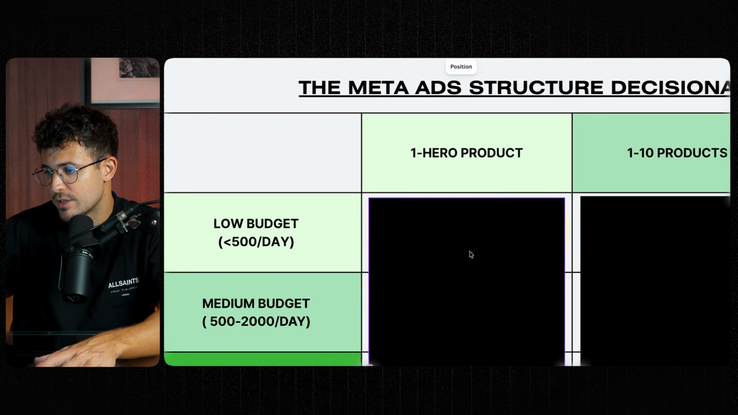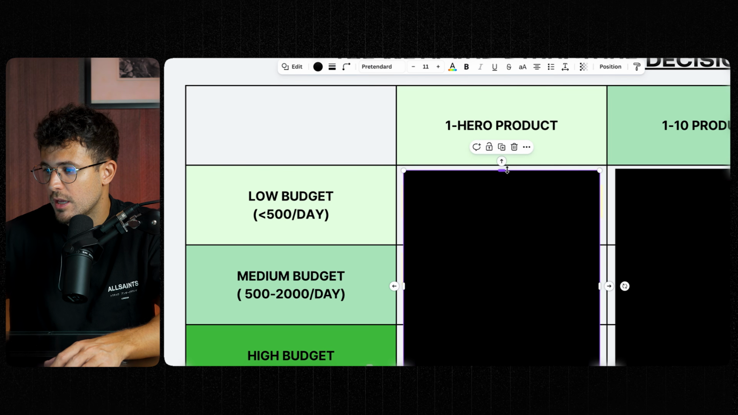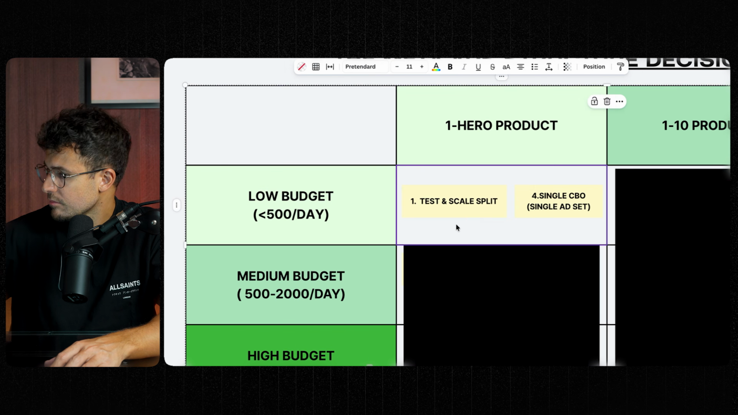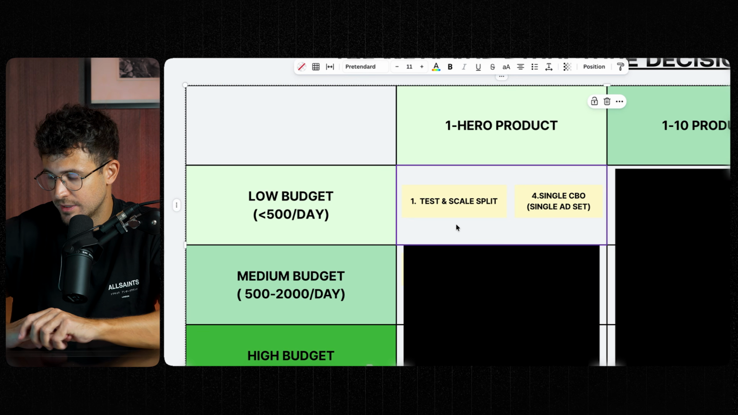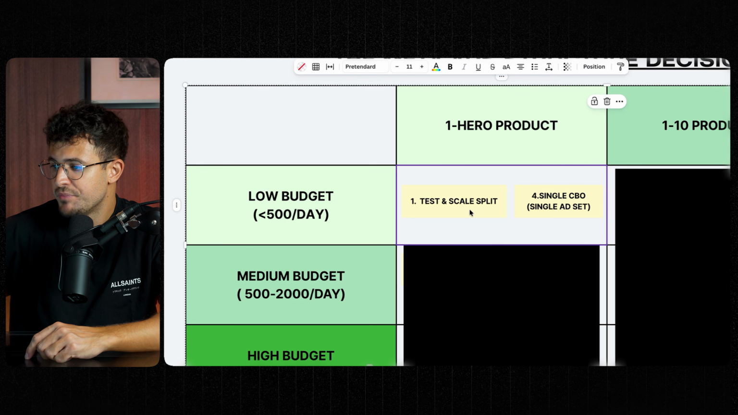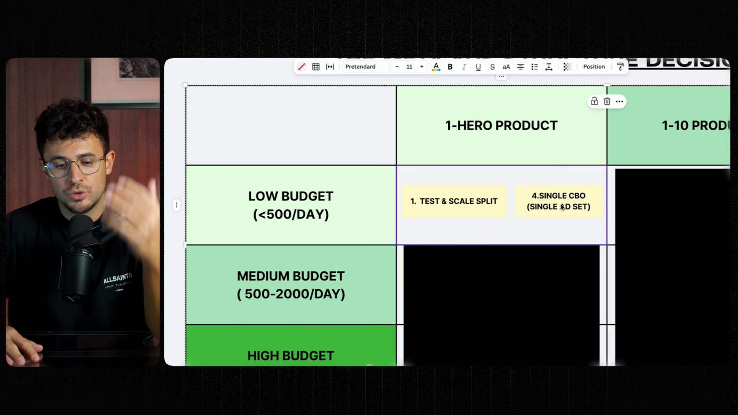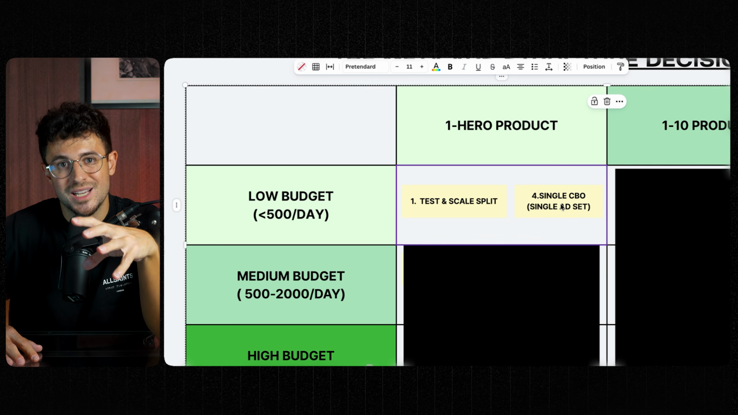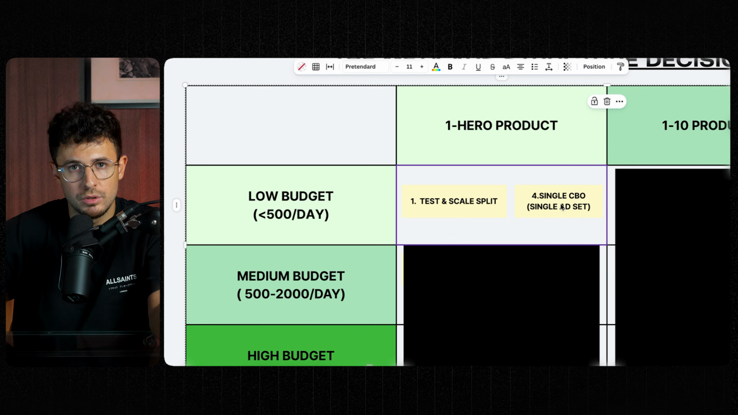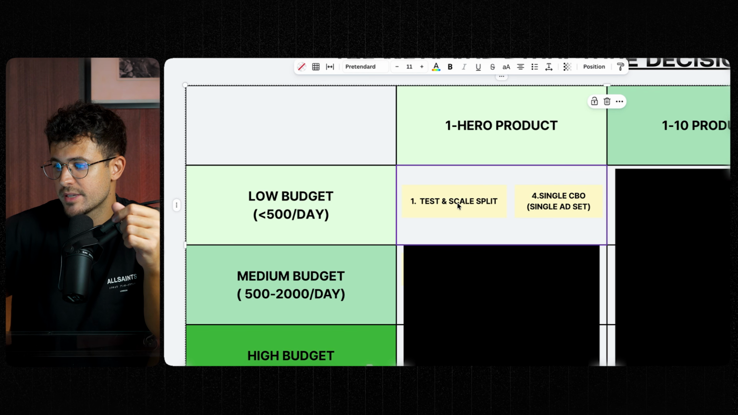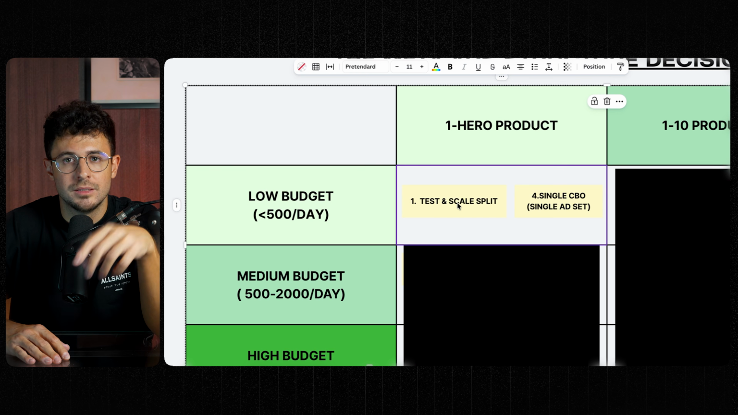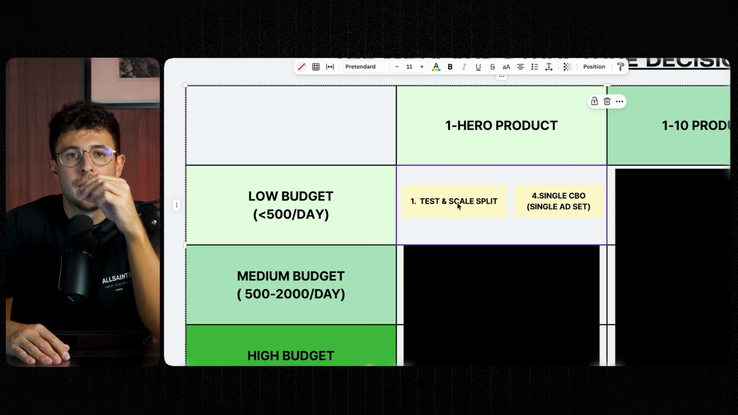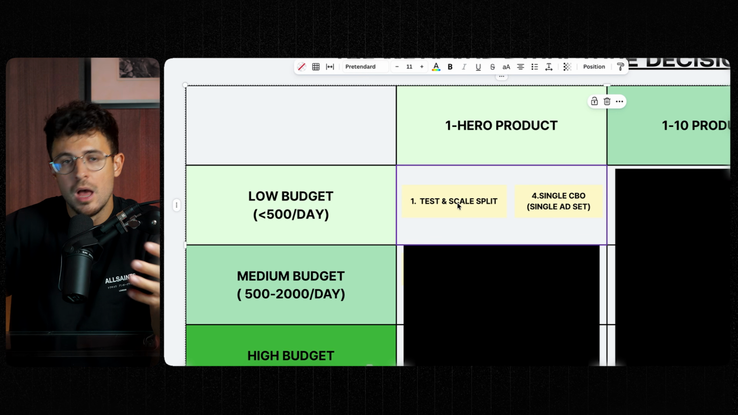Let's start with the first one here. So low budget, one hero product. What you do here, you can easily do a test and scale split and a single CBO, single ad set setup. Why? This setup is the easiest one because you consolidate the learning inside a single ad set without splitting into different ad sets. And the test and scale setup also works in case you want to test specific landing pages or specific angles and you really want to put some budget in there to see how they perform.